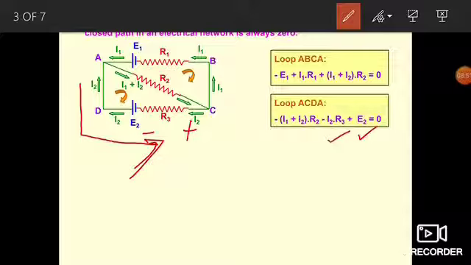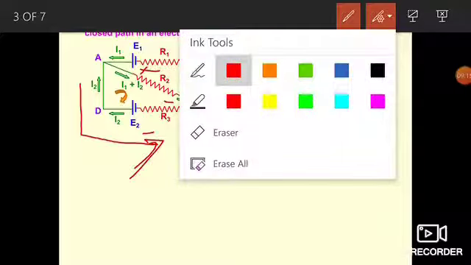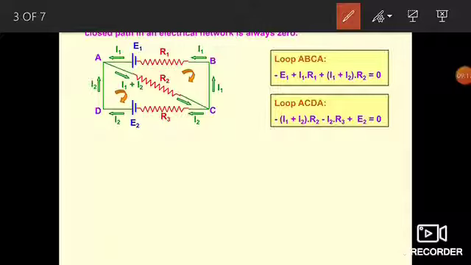It is here. Now move to the next terminal. As I told you, this terminal will be positive because current is entering, and here it will be negative because it is leaving. And when you move from C to A, you will get the negative terminal first. That's why minus of I1 plus I2 into R2. This is the third point. If you add them, the total answer will be 0, which is written over here.